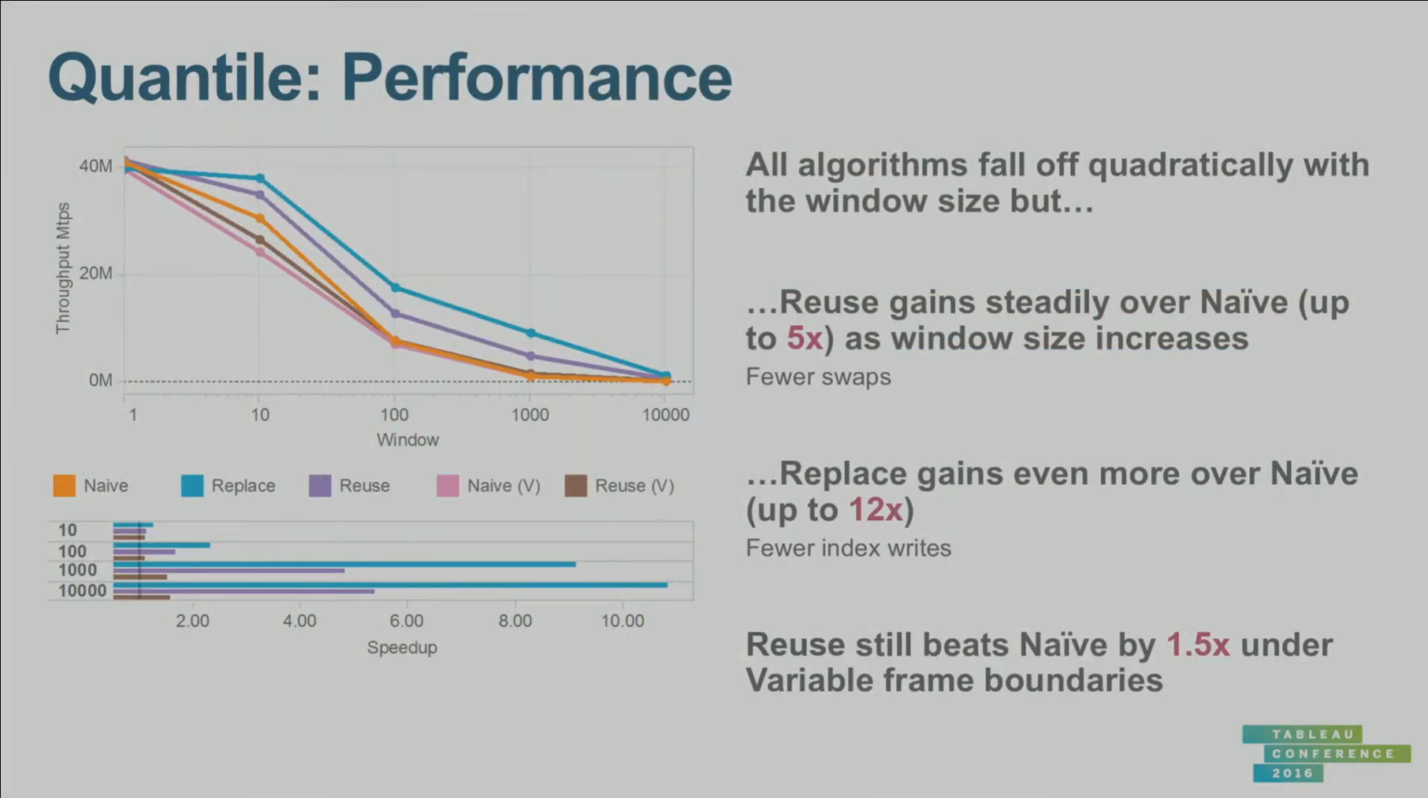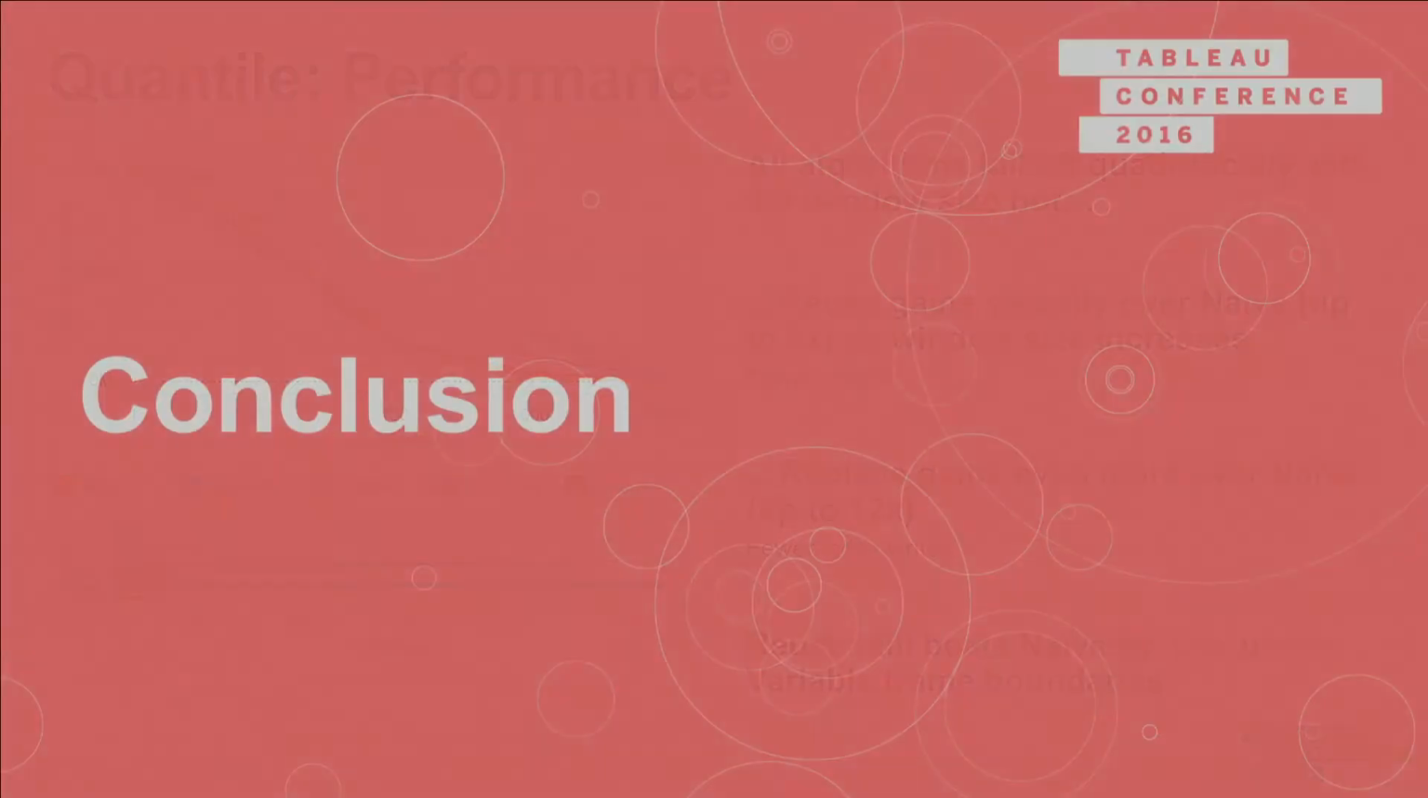Performance of this is still forced to be quadratic, but it's significantly better than the naive algorithm. And when we get up to 10,000 elements in our frame, we've got a factor of 12 improvement when you've got fixed frames. And even with highly variable frames, we wind up with a performance gain of about 1.5. So those are the functions.